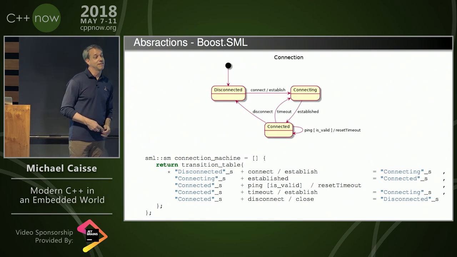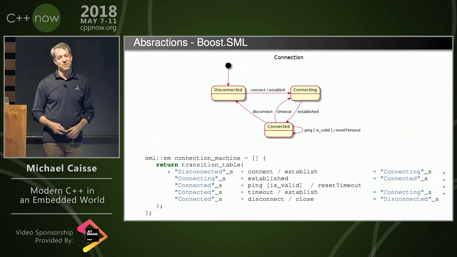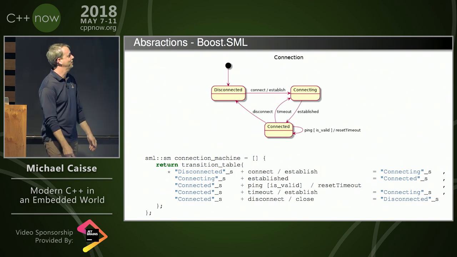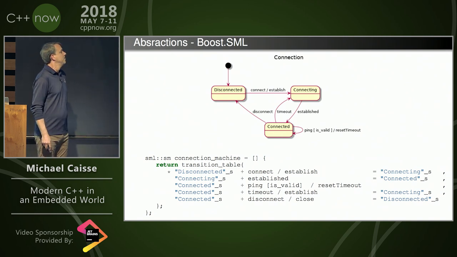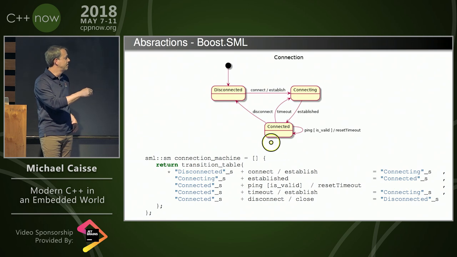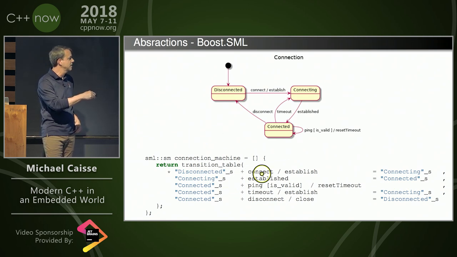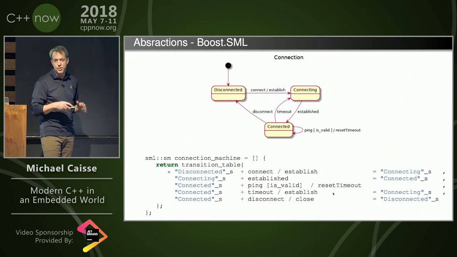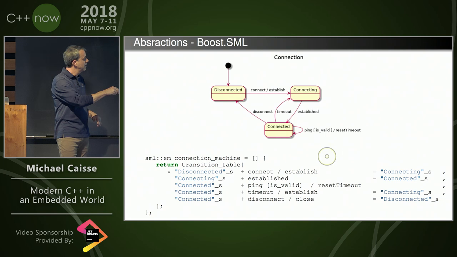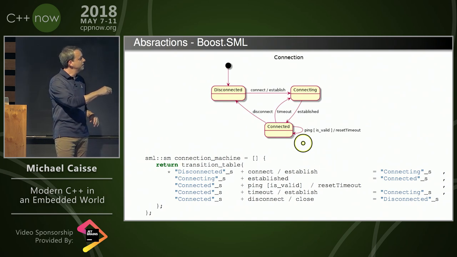So Ben was talking about operator overloads and people frowning on them. I think one great reason for an operator overload is for a domain-specific embedded language, like this one. This is Chris Jusiak's Boost SML. And notice that the syntax looks a lot like the UML syntax. It's not like having to learn something completely foreign, but this transition table represents this state machine. I can easily go back and forth between the two of them.